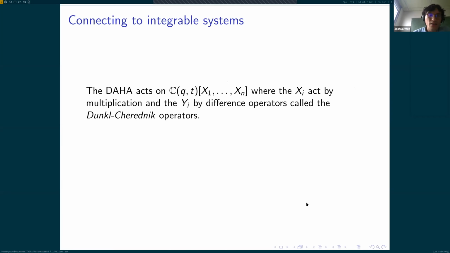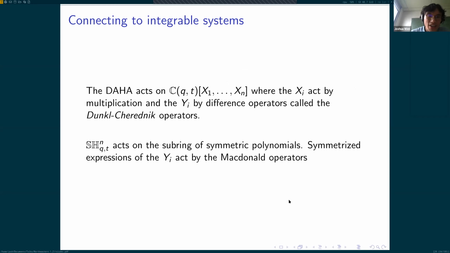DAHA has this polynomial representation where the x_i just act as multiplication and the y act by difference operators. And when you symmetrize, you'll act on symmetric polynomials. Basically, you could realize the Macdonald operators as certain symmetrized expressions of the y's.